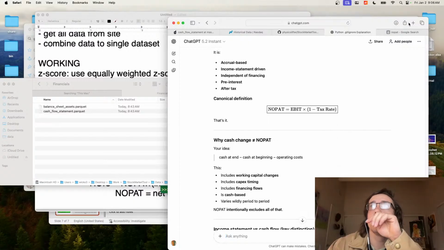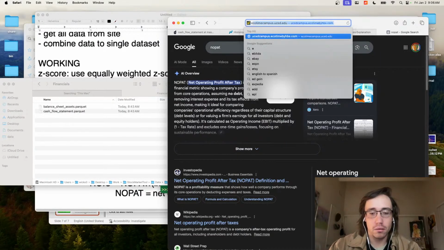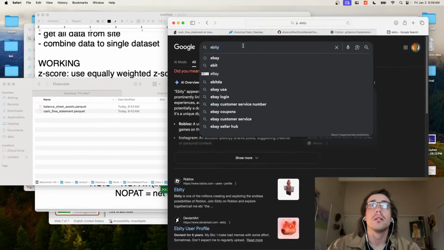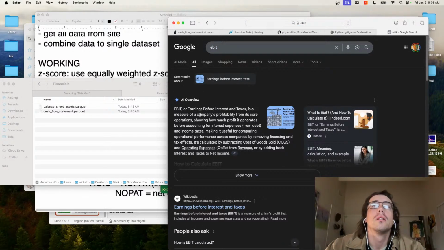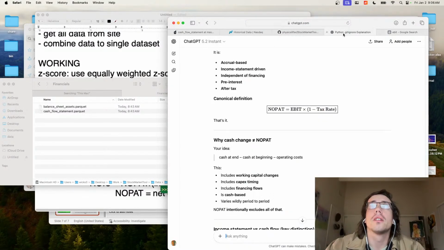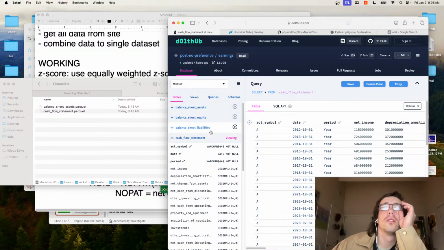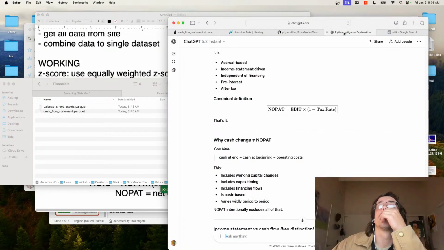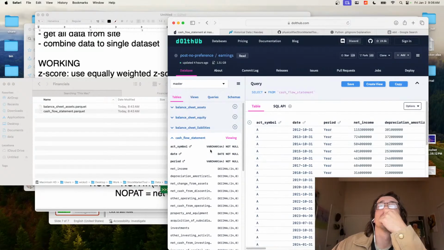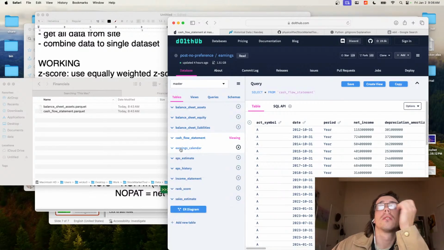EBIT, what the fuck is EBIT? Earnings before interest and taxes. So, earnings before interest and taxes times 1 minus tax. Just omega. Earnings.